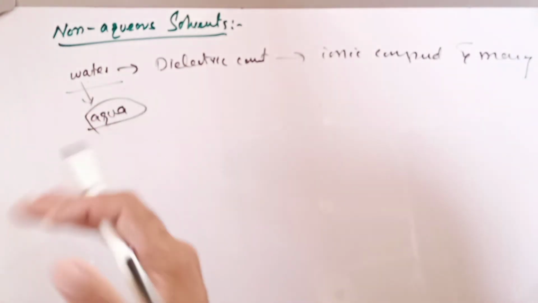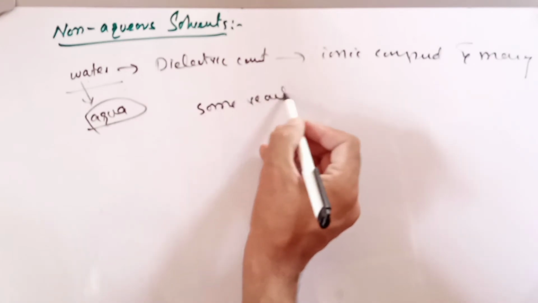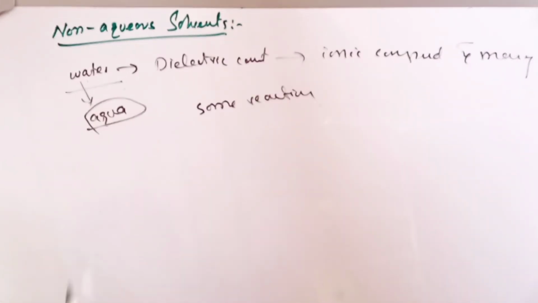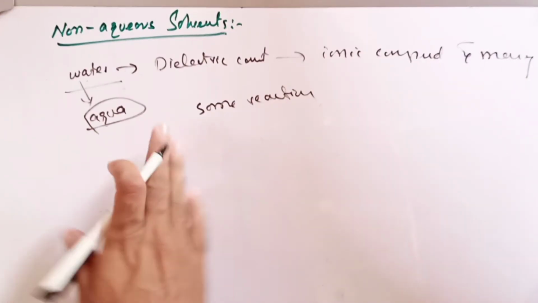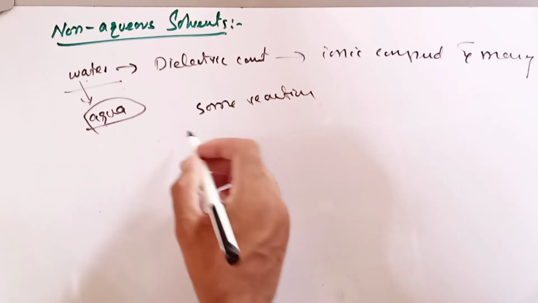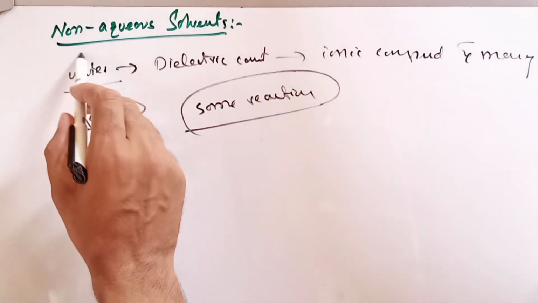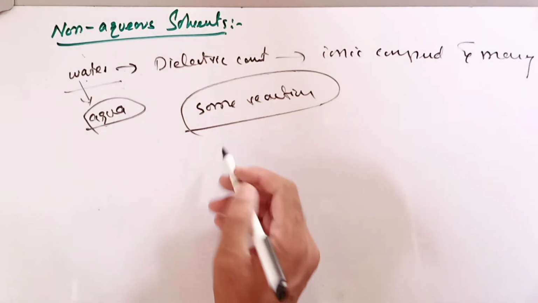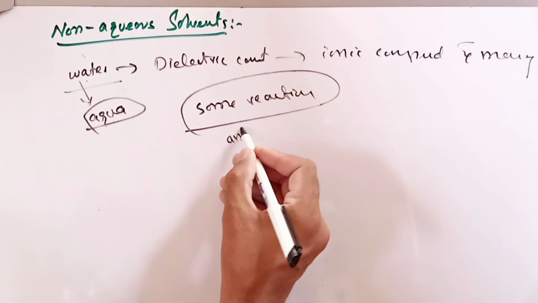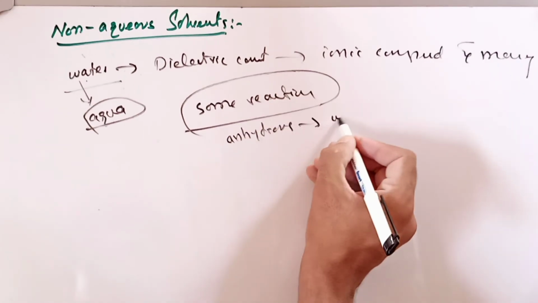While there are some reactions where we do not need aqueous solvents, but they can take place in solvents other than water. That is why those solvents will be called non-aqueous solvents. Non-aqueous solvent means where no water is used. Another term used is anhydrous. Anhydrous means without water.